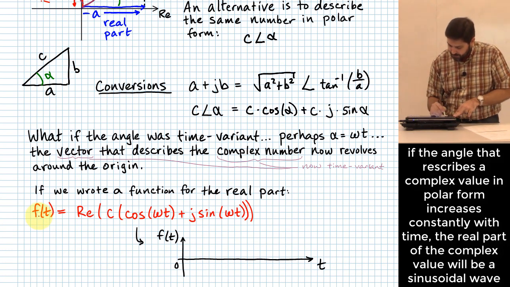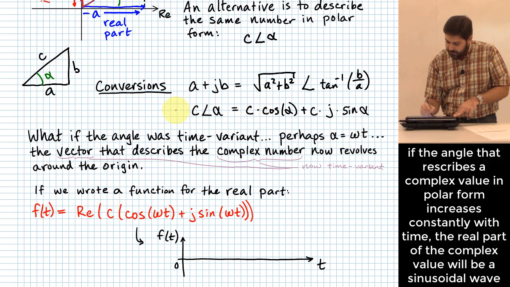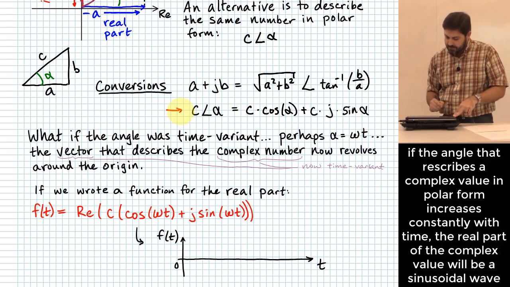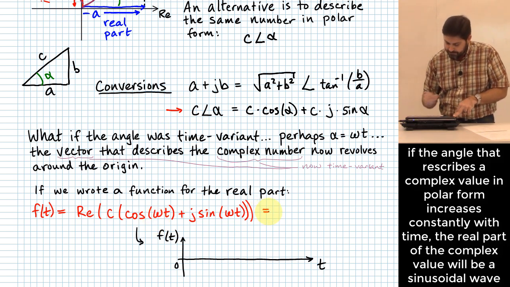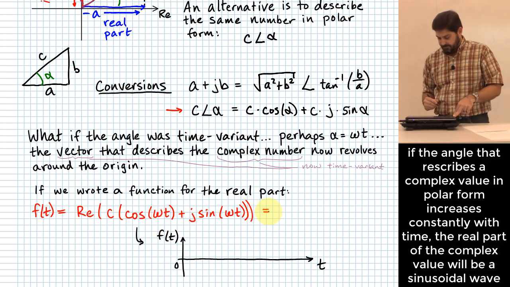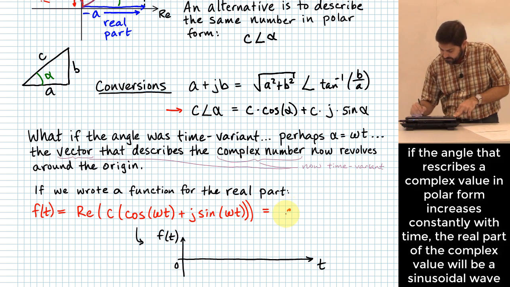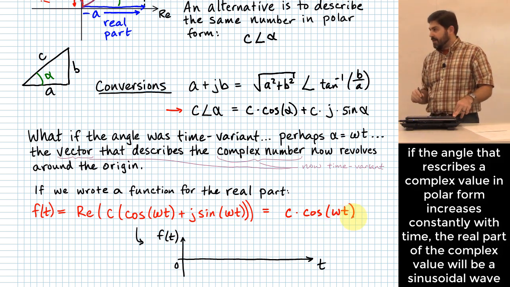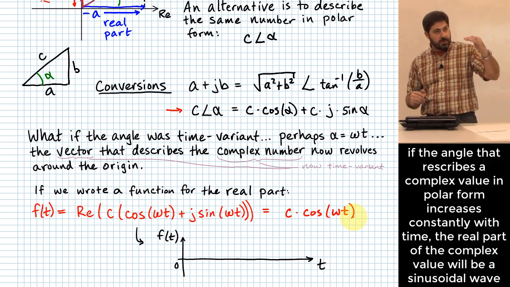Right? I have it written right here. If we plug in omega t in for alpha into this expression right here, and then take only the real component, what does this become? This should be c times the cosine of omega t. And if we plot that, what shape does that look like on this set of axes where I'm plotting the function versus time?